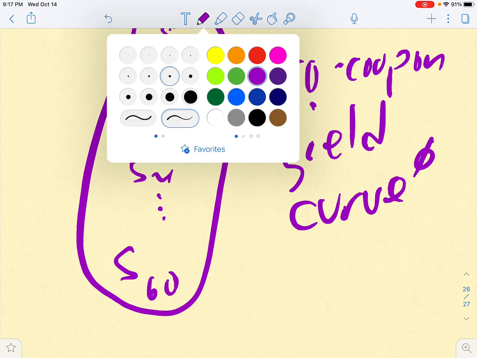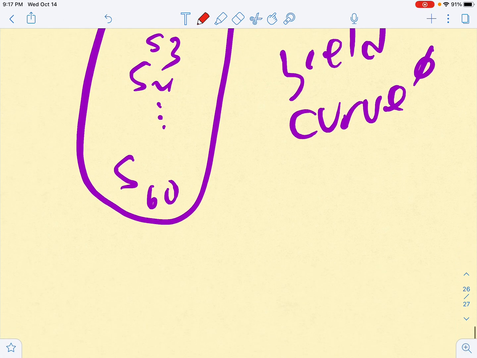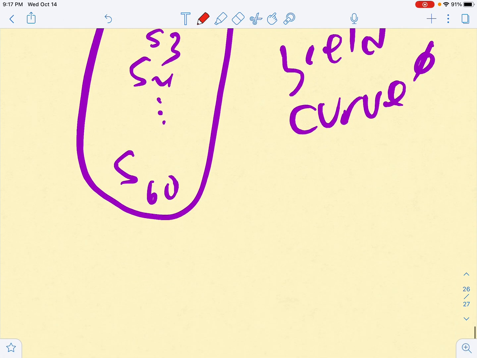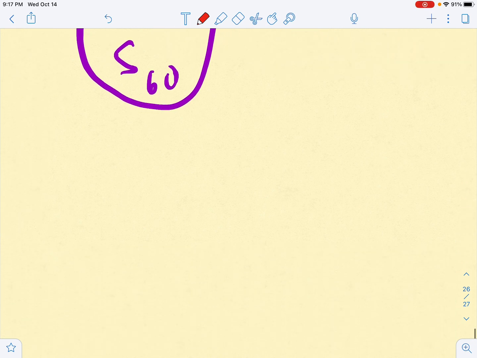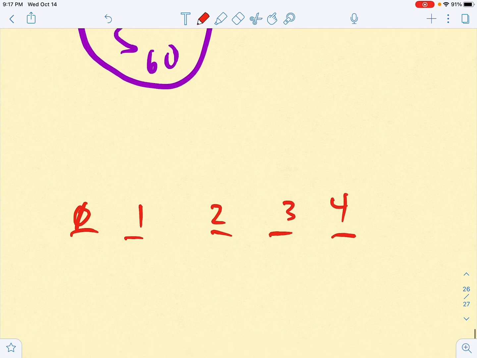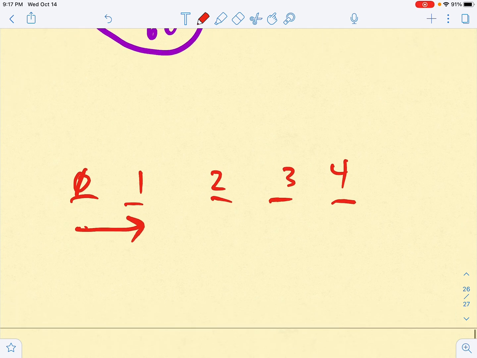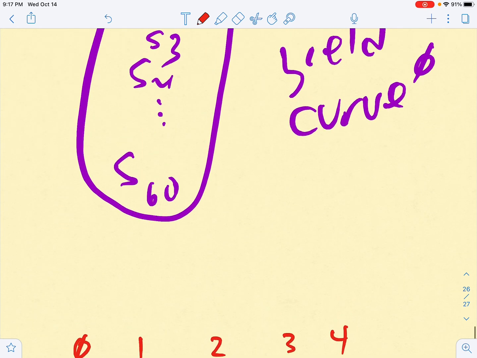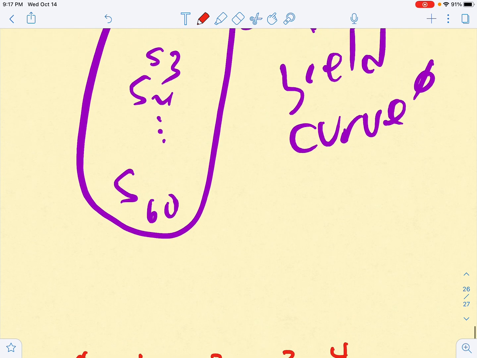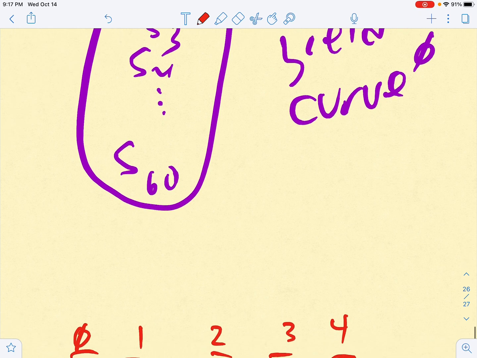Now, please pay attention carefully to what I'm about to do. Another way of thinking about this is as follows. So here's date 0, date 1, date 2, date 3, and date 4. And so right now, we assume investors can invest in a 1 period zero coupon security.